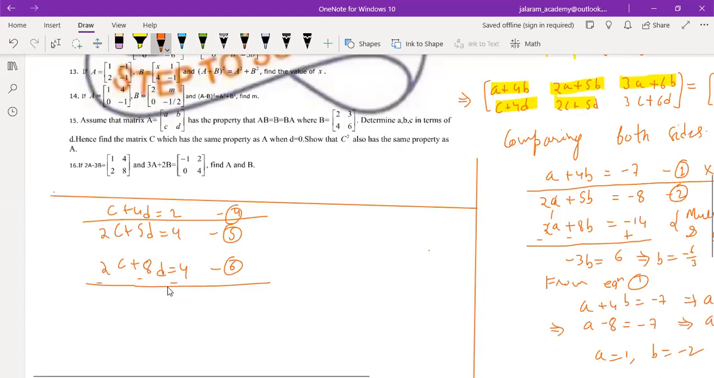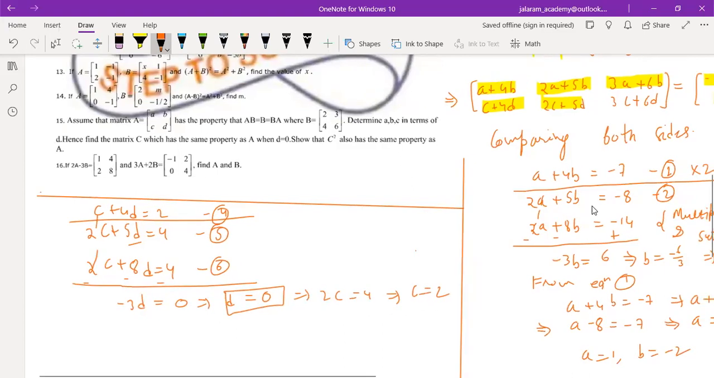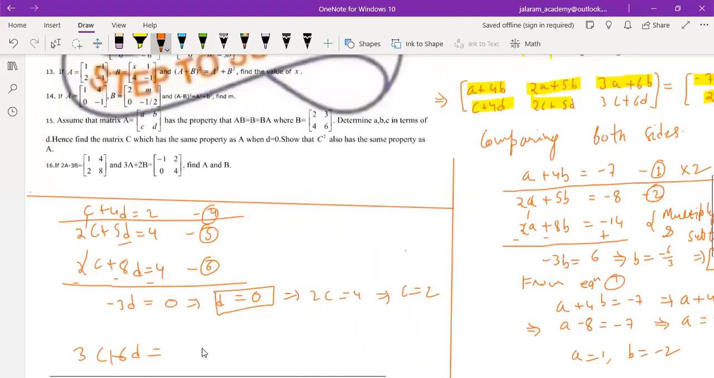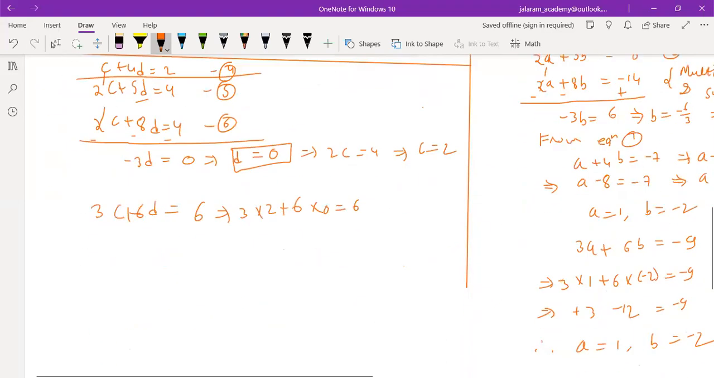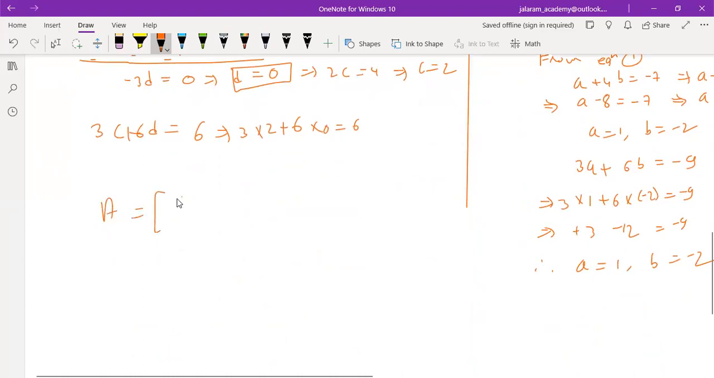So minus, minus, minus, 2c cancelled out. 5d minus 8d, minus 3d equals -4, wait, equals 0, so d equals 0. And if we use it in this equation, 2c equals 4, that is c equals 2. Then we check the third equation, 3c plus 6d equals 6. It implies 3 into 2 plus 6 into 0 equals 6, correct. So the matrix A, which we have to find as a, b, c, d, we have calculated as 1, -2, 2, and the value of d is 0.